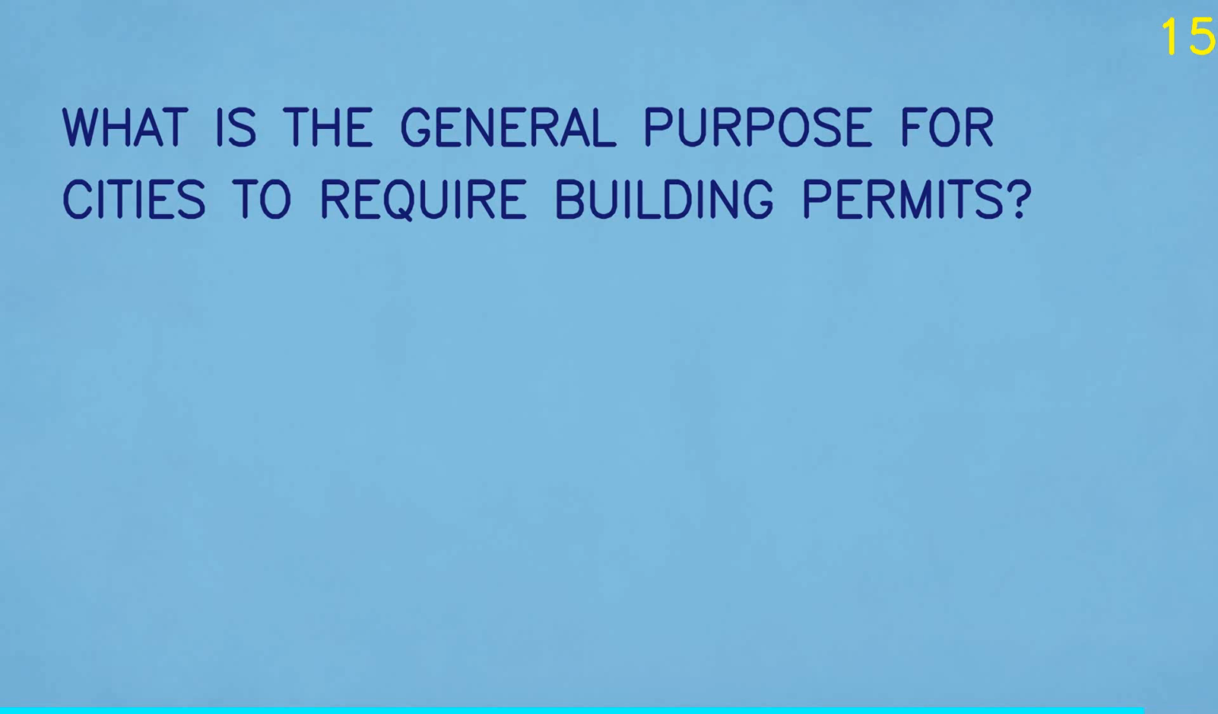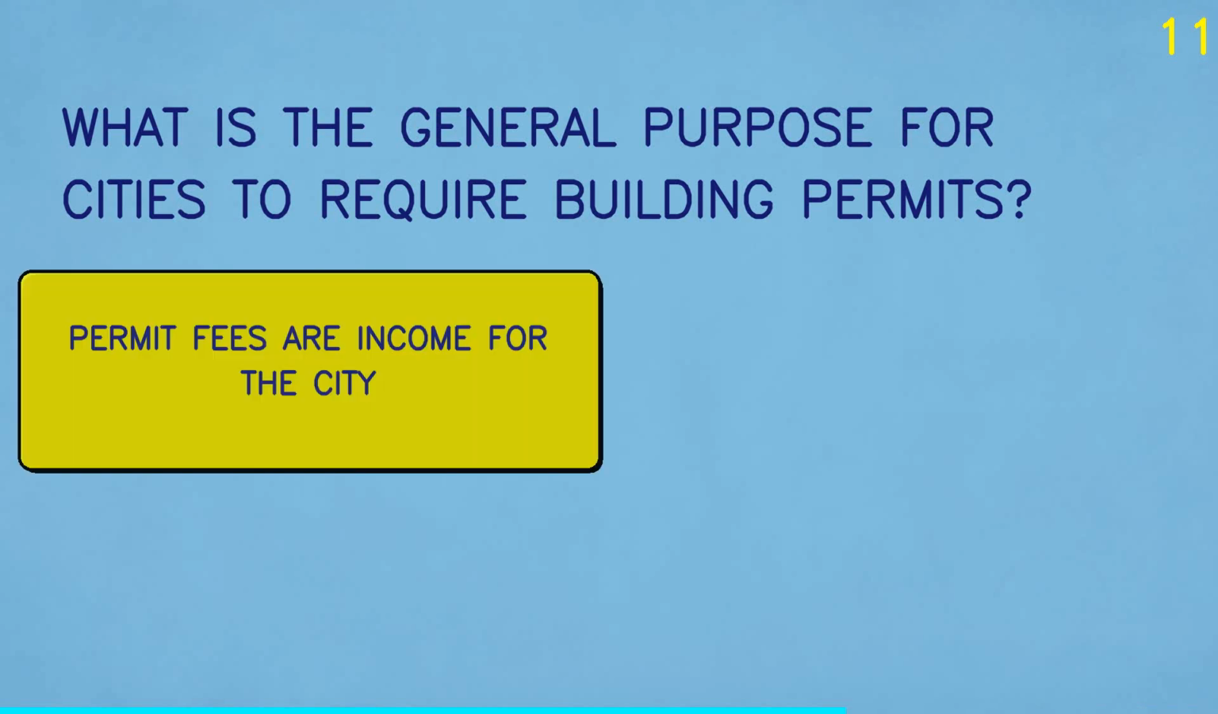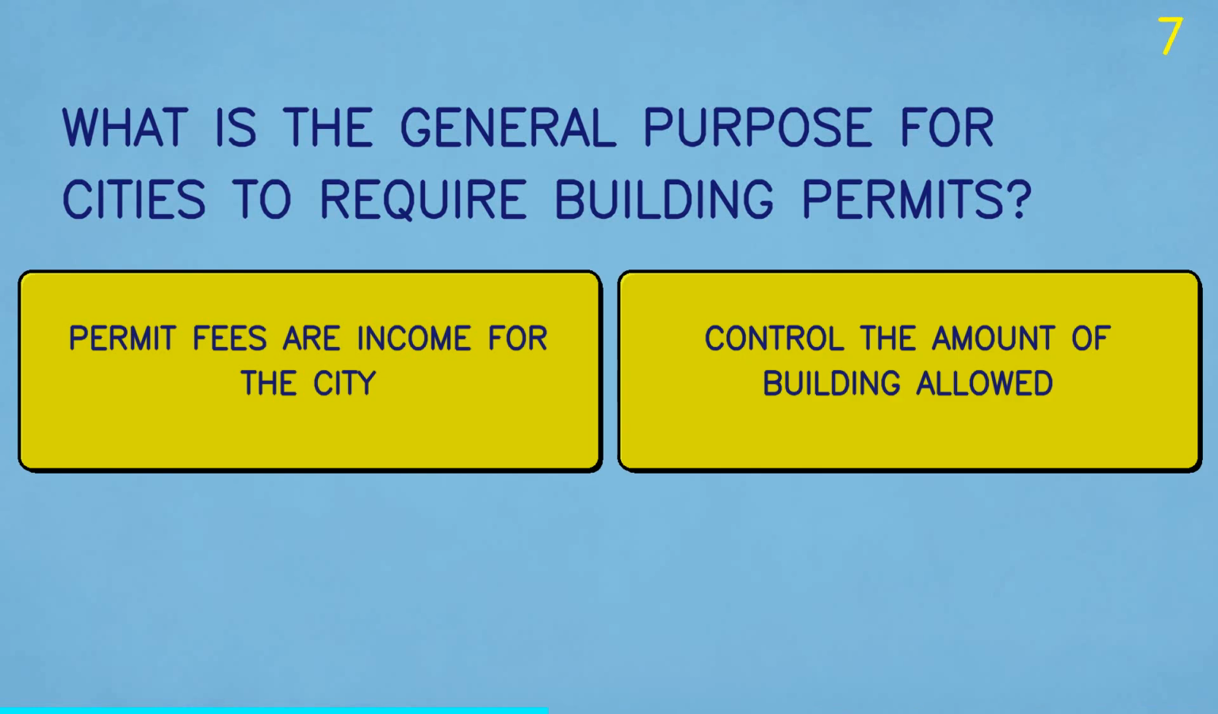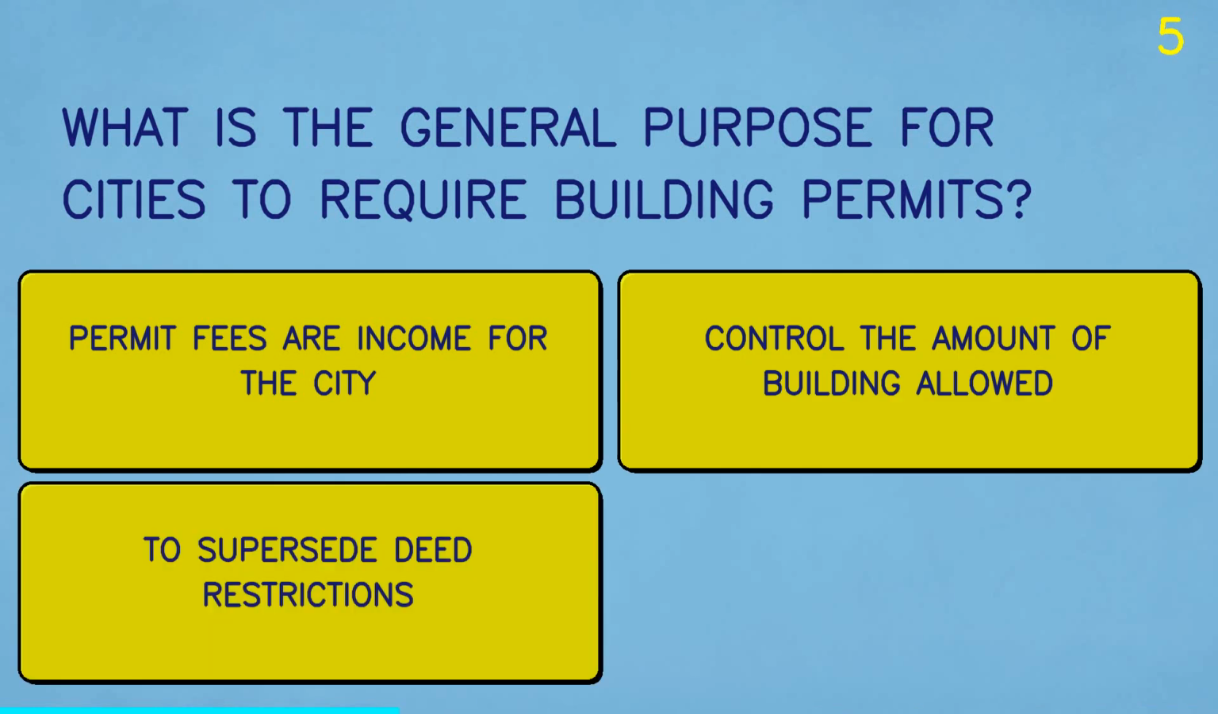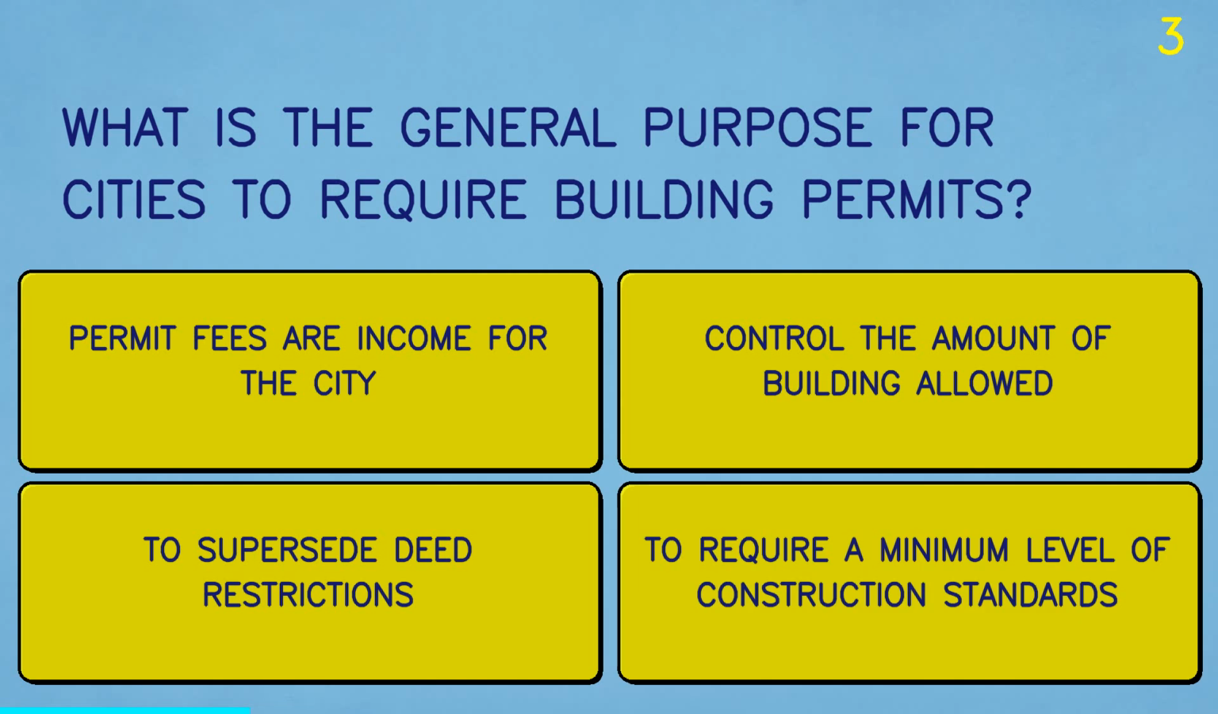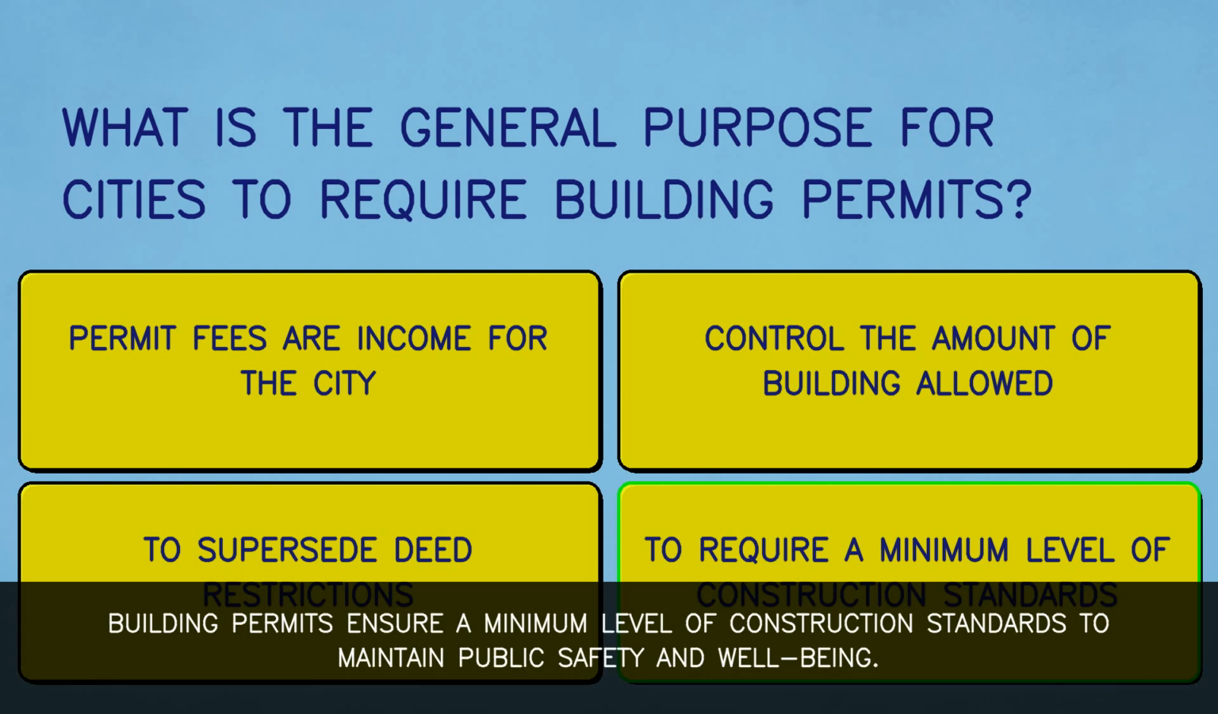Question 10. What is the general purpose for cities to require building permits? A. Permit fees are income for the city. B. Control the amount of building allowed. C. To supersede deed restrictions. D. To require a minimum level of construction standards. The correct answer is to require a minimum level of construction standards. Building permits ensure a minimum level of construction standards to maintain public safety and well-being.